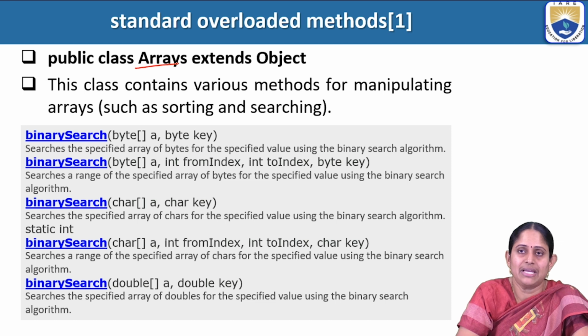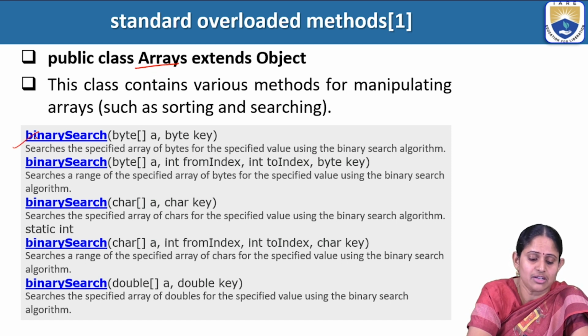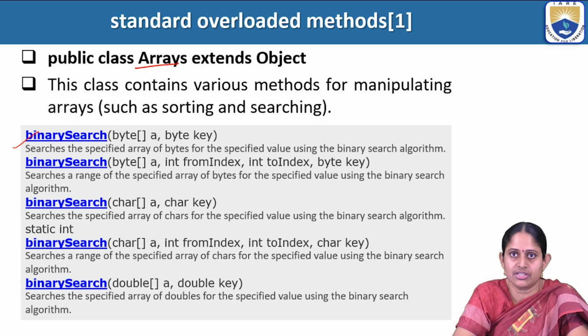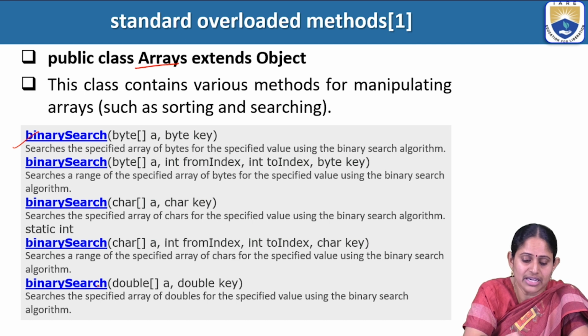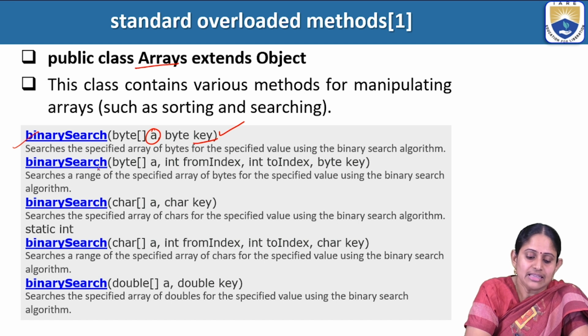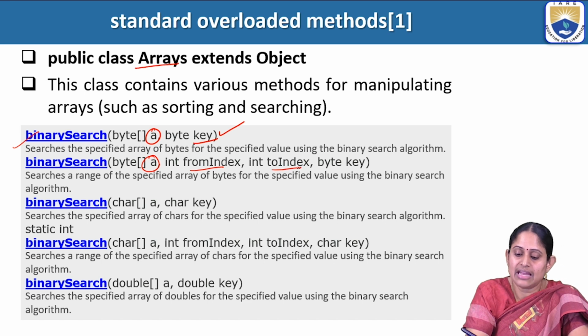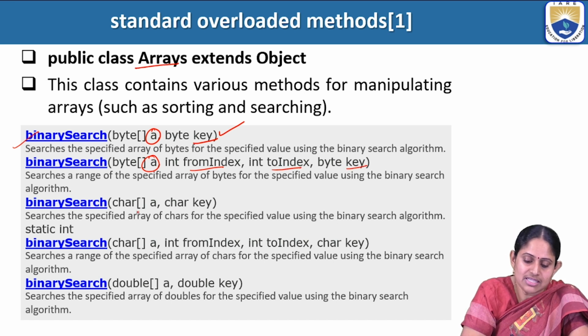There is a class named Arrays, which is used for working with arrays. In this Arrays class, there is a method called binarySearch, which implements the binary search algorithm, and this is overloaded in 5 different ways. The first one takes the array and the key value to be searched. The second binary search takes the array, the from index, the to index and the key value to be searched. Now this one takes a character array and the character key. Similarly, there is binary search for a character array with the from index and the to index.